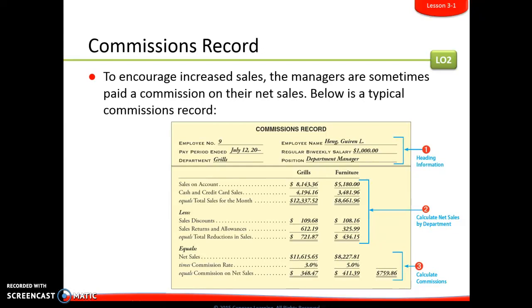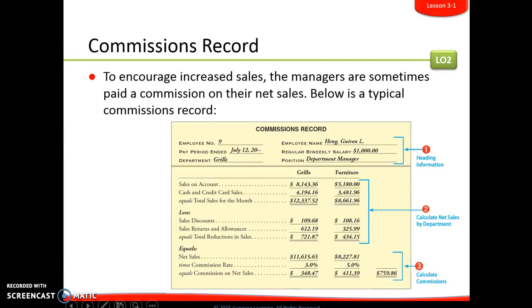Next one is commission. So it says to encourage increased sales, the managers are sometimes paid a commission on their net sales. Below is going to be a typical commissions record. So commissions might be like for a car salesman. They might get an incentive. They might earn so much commission for every car that they sell. And that would be an example of commission.